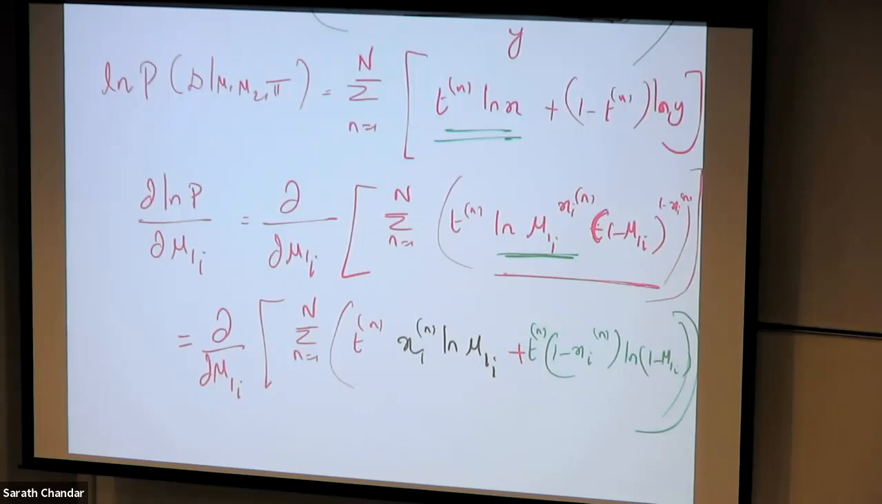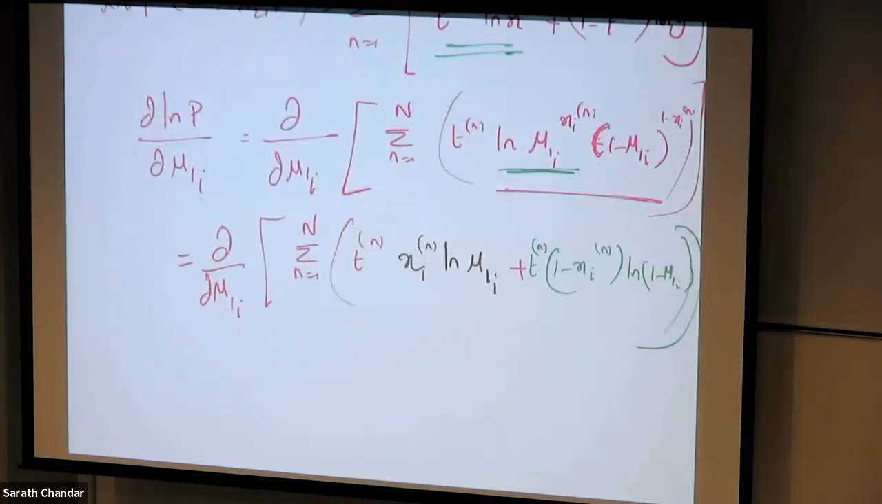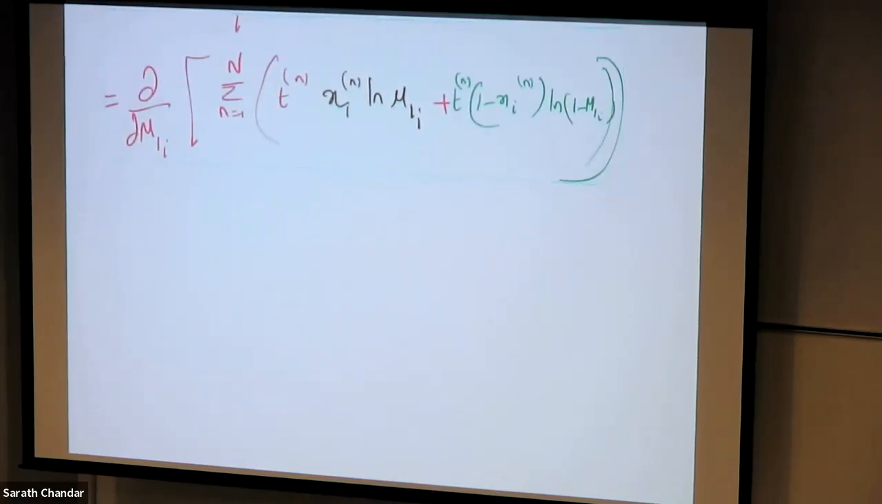Okay, so now let us just take this to the next page. We will differentiate this. Okay, this is what we have, and we want to differentiate and set it to 0. So summation over n equals 1 to capital N. Differentiate the first term: you have t_n, x_i^(n).